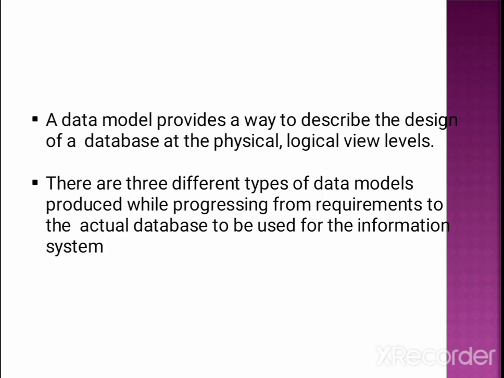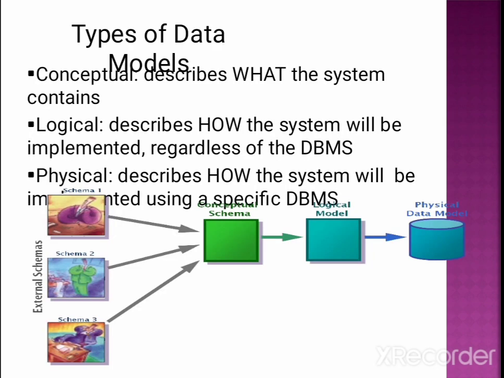There are three different types of data model. Types of data model: conceptual, logical and physical. Conceptual model deals with what the system contains. Logical model deals with how the system will be implemented. Physical model deals with how the system will be implemented using a specific DBMS.